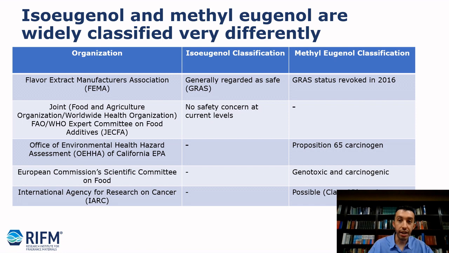The Joint Expert Committee on Food Additives, or JECFA, lists isoeugenol as having no safety concern at current levels. In contrast, the Office of Environmental Health Hazard Assessment of the California EPA has listed methyleugenol as a Proposition 65 carcinogen. The European Commission's Scientific Committee on Food has characterized methyleugenol as genotoxic and carcinogenic. The International Agency for Research on Cancer, or IARC, classifies methyleugenol as a possible Class 2B carcinogen, whereas isoeugenol has no such classification.